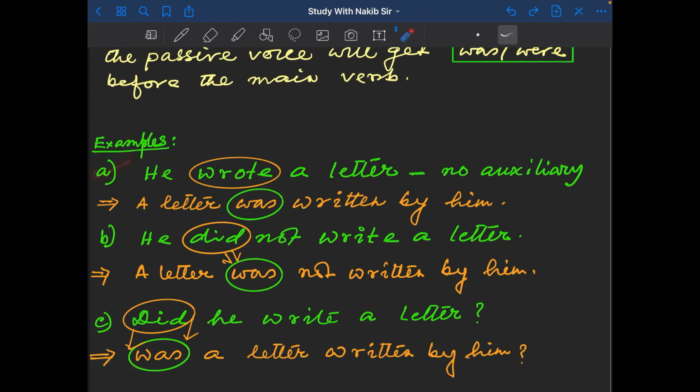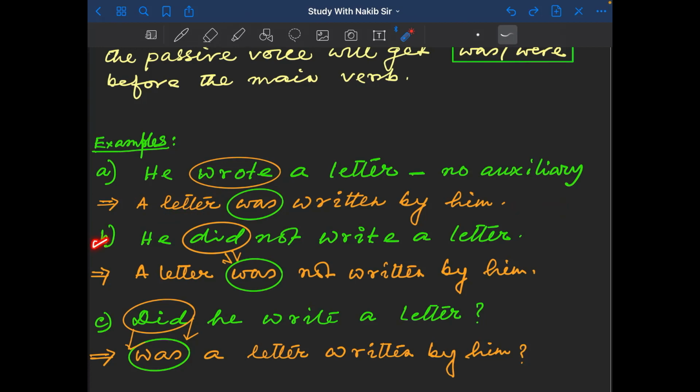First one: he wrote a letter. Wrote, a past tense verb without any auxiliary. So you are going to have either was or were. See, he wrote a letter, no auxiliary, so it is past tense, so you will get was or were. A letter is a third person singular number, so was. A letter was written by him.